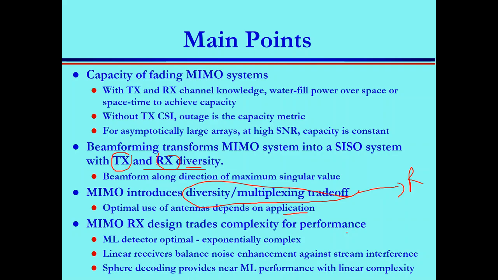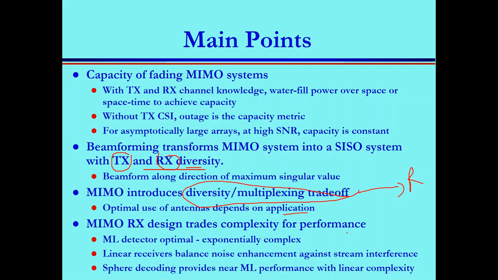If you are at the base station where the power always comes from the AC, from the plug, I have infinite power, not infinite, but in the sense that I'm not limited by a battery, then I can use complex detection techniques. Make sense? MIMO receive design trades complexity for performance.